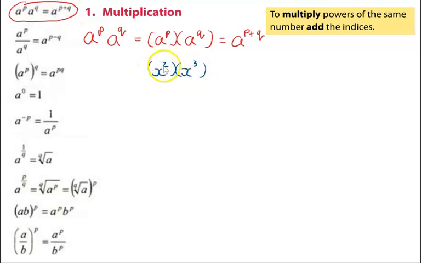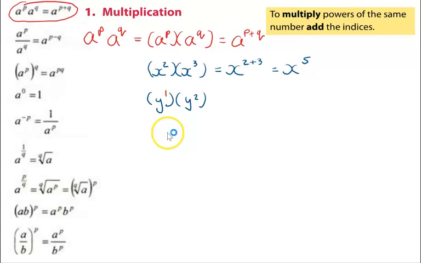So for example, if we have x squared times x cubed, we're going to get x to the power 2 plus 3, which is x to the power 5. So multiplying powers with the same base, we add the powers. Likewise, if we have y times y squared, well, y on its own is really y to the power of 1. So we're going to get y to the power of 1 plus 2, which is y cubed, or y to the power of 3. So multiplying powers with the same base, we add the powers.